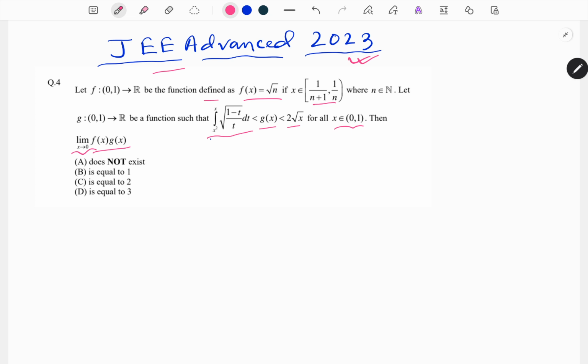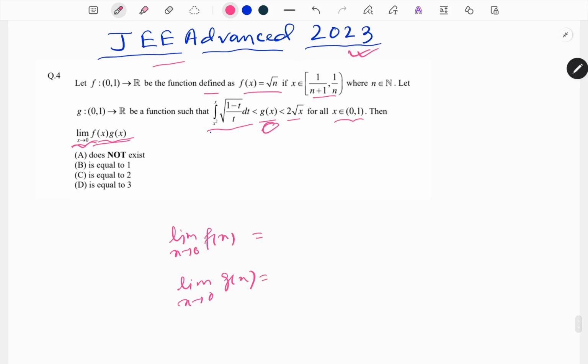Now how to think about this type of question in the examination hall? See here, we have not been given any exact value of g(x), so we can't multiply f(x) and g(x) directly and then take the limit as x tends to 0. So how to think in this type of question? Let's first try to find the individual limits of f(x) and g(x). If the individual limits of f(x) and g(x) as x tends to 0 are both finite, then we can multiply them and we'll get the answer.